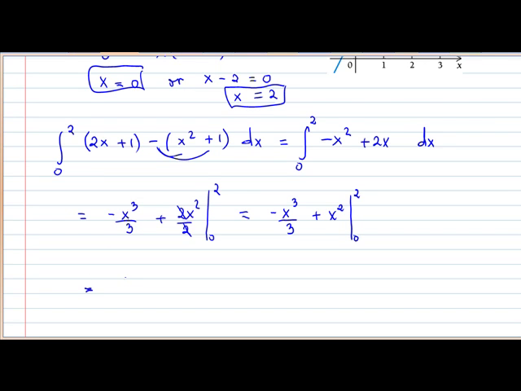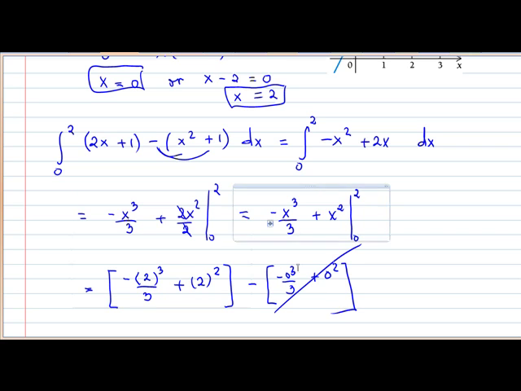So now we're going to evaluate the limits. We take the upper limit minus the lower limit. What we mean by that is we take this 2, put it inside the x, plus 2 squared, the upper limit, minus the lower limit. Put a 0 in here. Oh, it's nice. I have all 0, so it disappears.